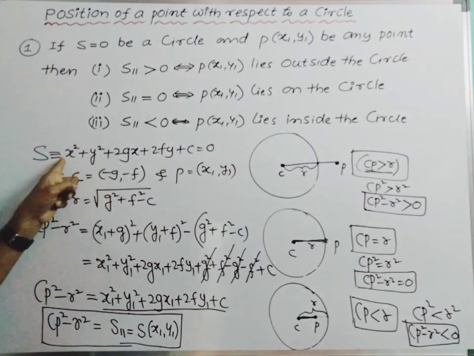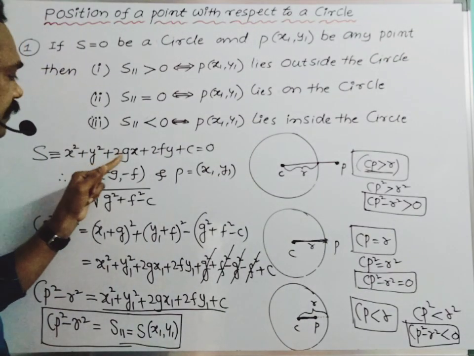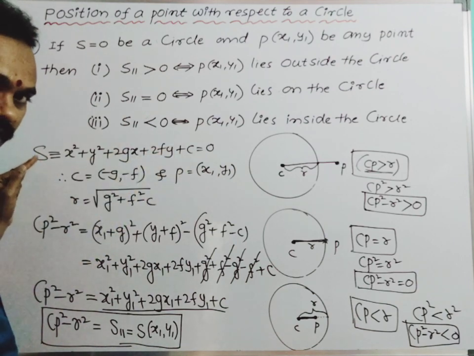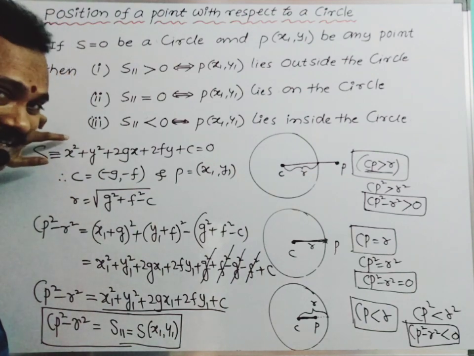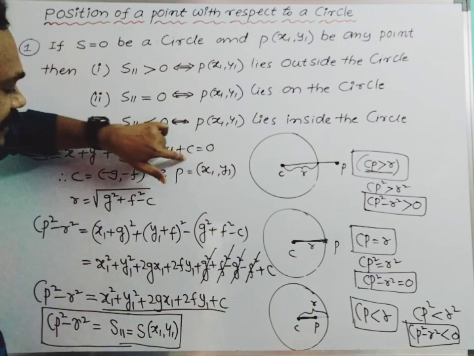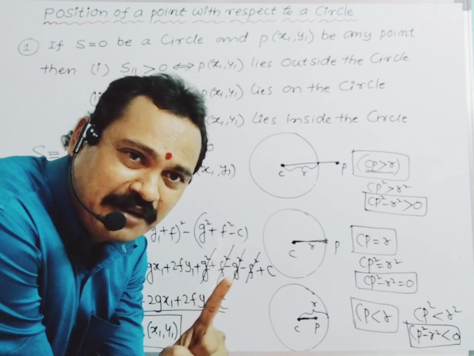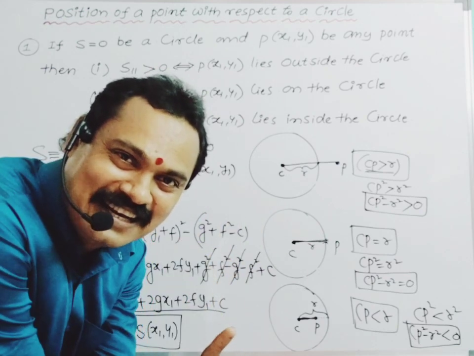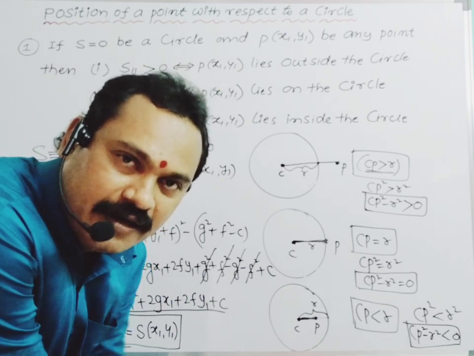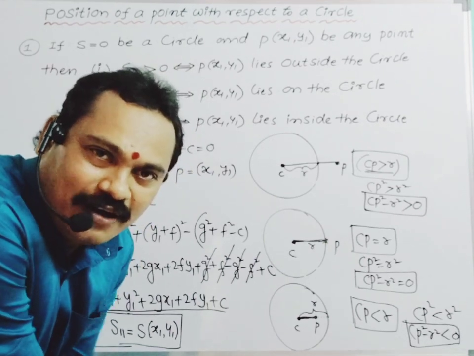What is the S expression? S represents the equation of the circle, that is x square plus y square plus 2gx plus 2fy plus c. If you substitute x1, y1 in place of x and y, this becomes x1 square plus y1 square plus 2gx1 plus 2fy1 plus c. So that is how you obtain S11. Is it clear? Okay, let's go through examples.